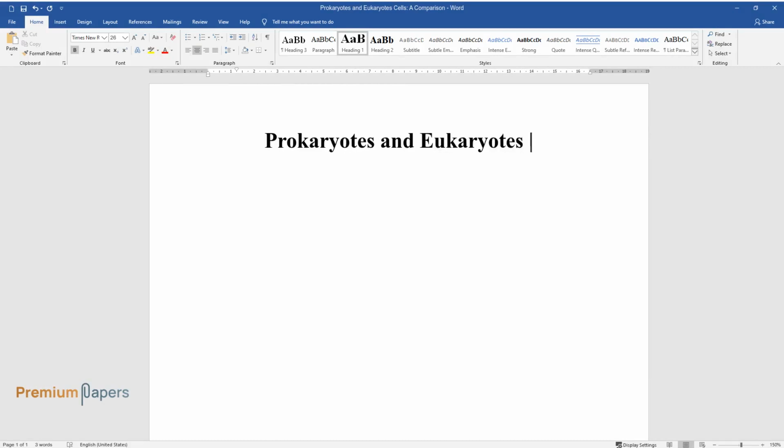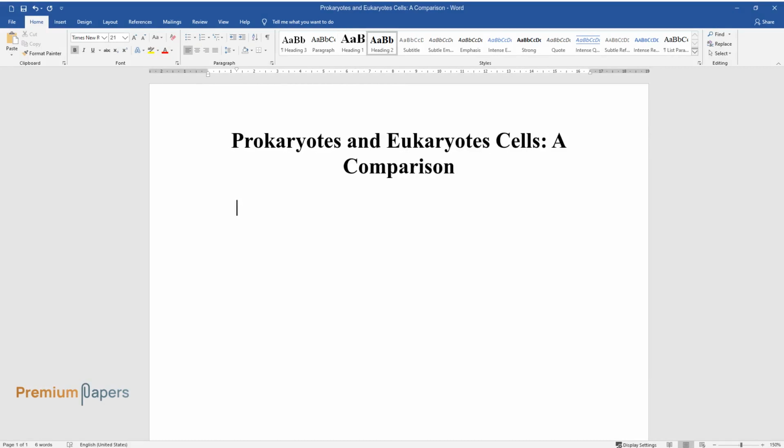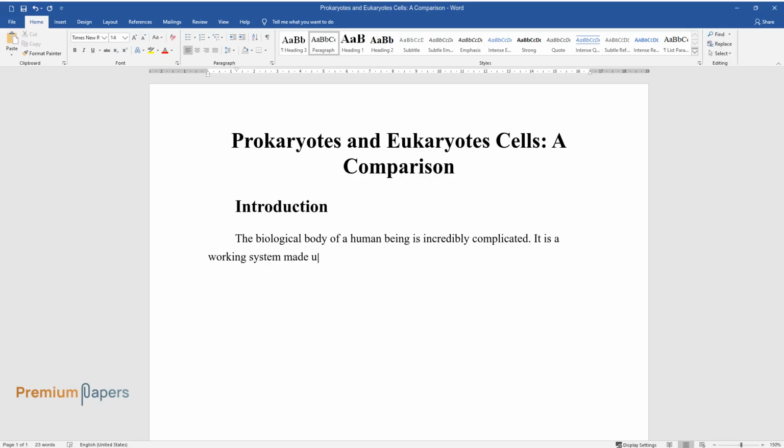Prokaryotes and Eukaryotes cells, a comparison. Introduction. The biological body of a human being is incredibly complicated. It is a working system made up of several organs and tissues.